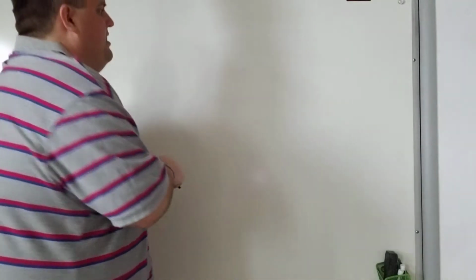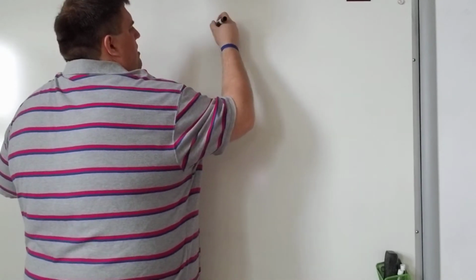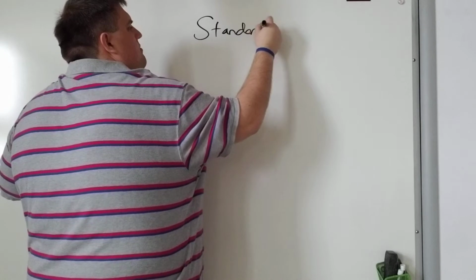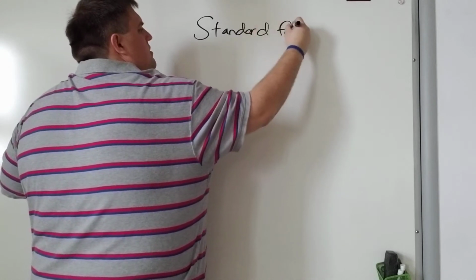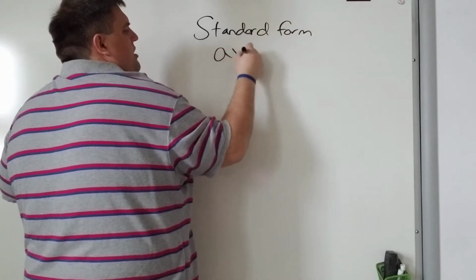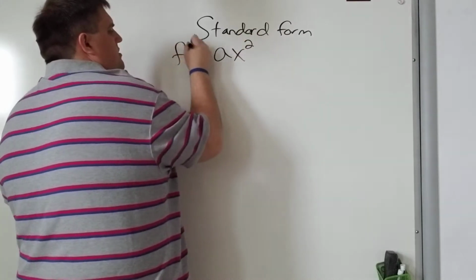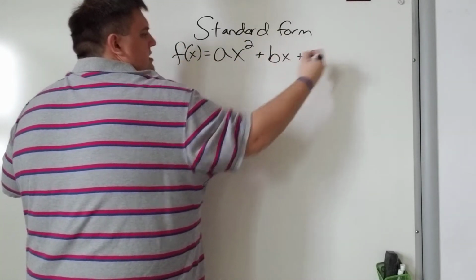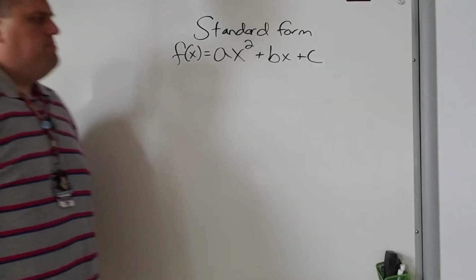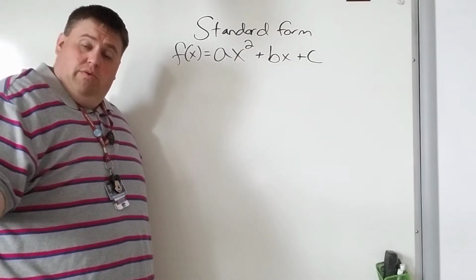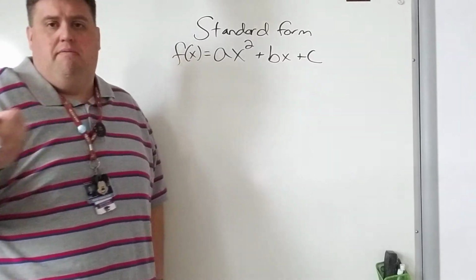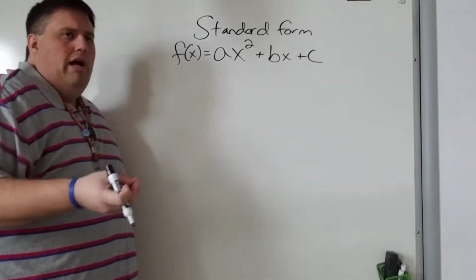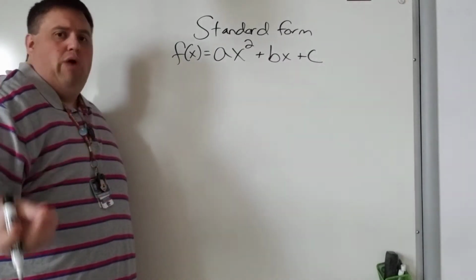So you're going to have something like ax squared plus bx plus c, right? So not anything really new. It's the same stuff that we talked about before. But we want to talk about in particular how can this help me to graph?